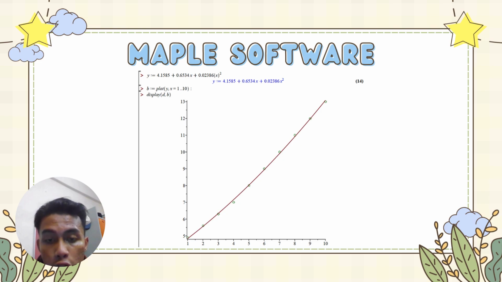So we want to show this formula in a graph. So we code it as b equal to plot y, x from 1 to 10, and display d and b. So we get this graph. The line touches almost all of the points, but 2 points don't touch very well.